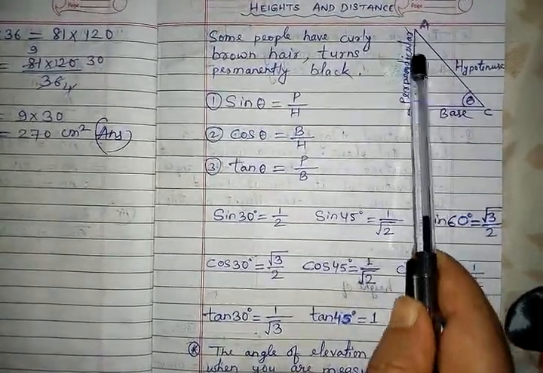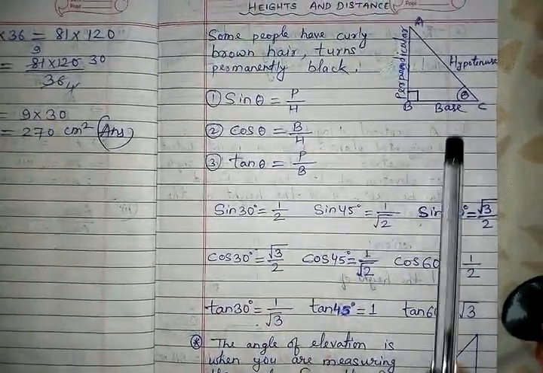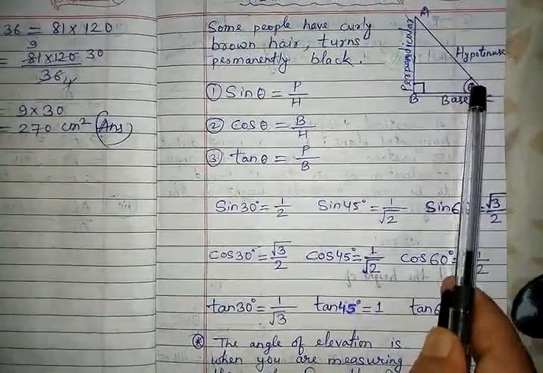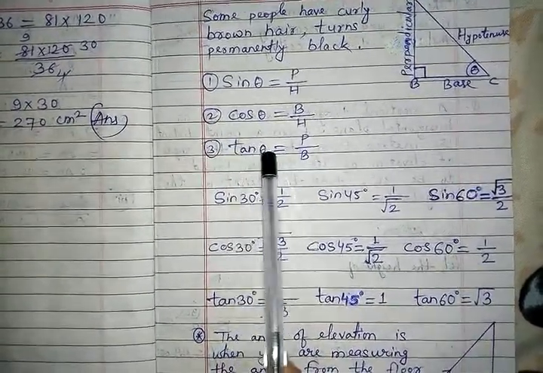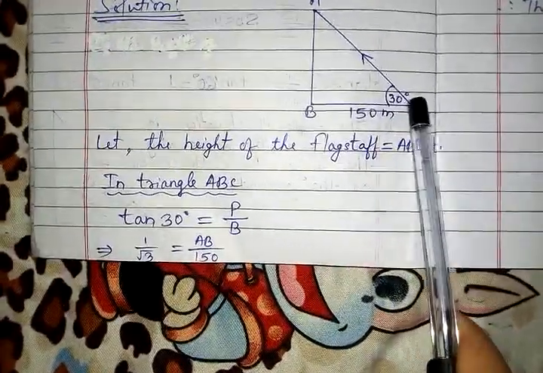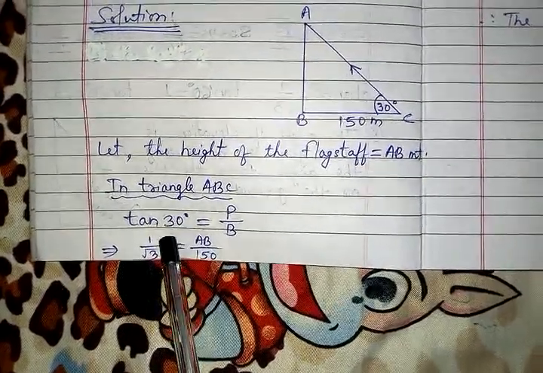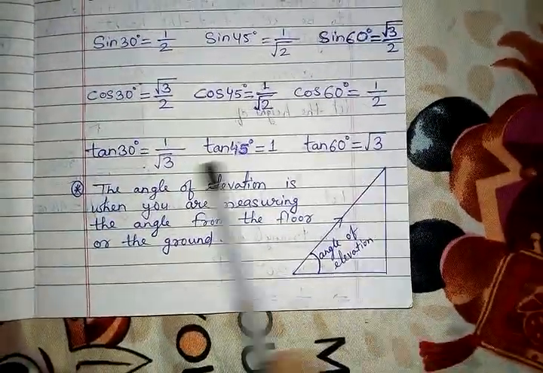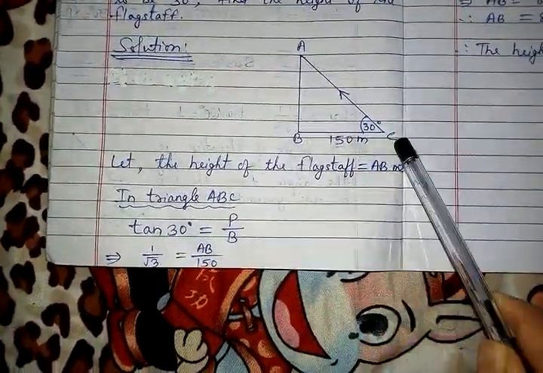Because in tan, the base is connected with the perpendicular. So we have the perpendicular and base here, and theta's place has been taken by 30 degrees. That's why I will not write tan theta, I will write tan 30, equal to P by B. The value of tan 30, which I discussed just now, is 1 by root 3. As the perpendicular is AB and the base is BC, so tan 30 is 1 by root 3.